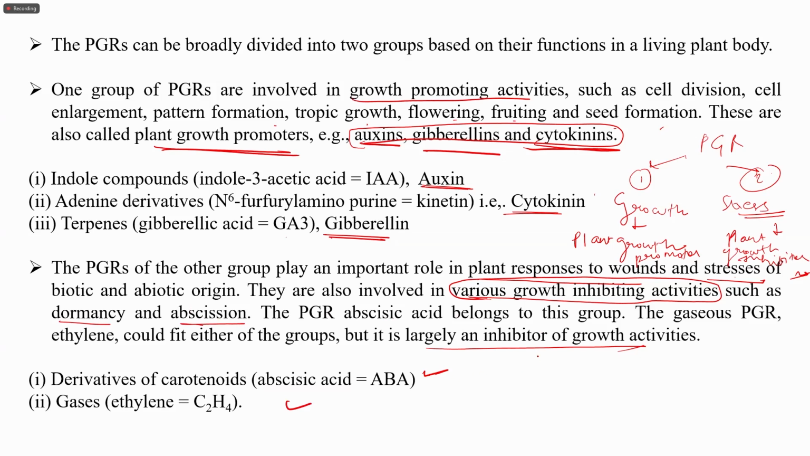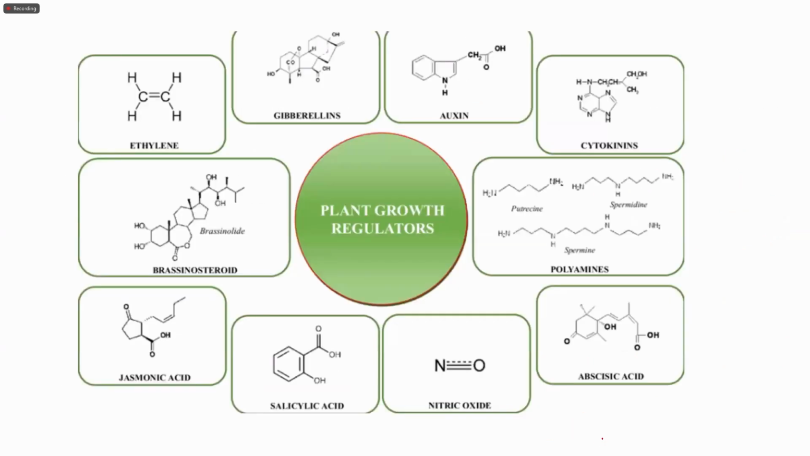One plant growth hormone that is gaseous in nature. What is the example of this? The example is ethylene. This might be asked. One plant growth hormone which is gaseous in nature is ethylene, C2H4.